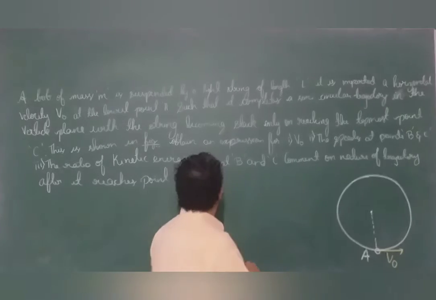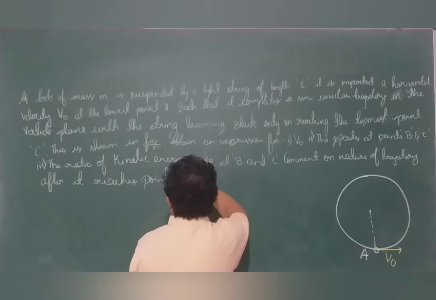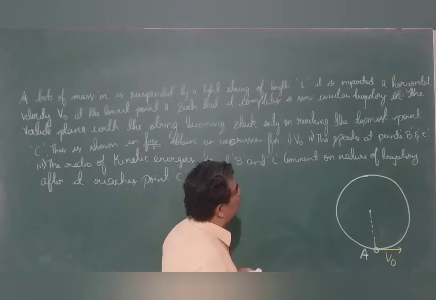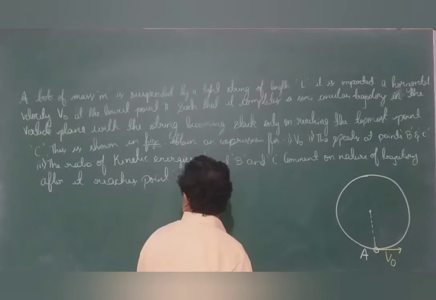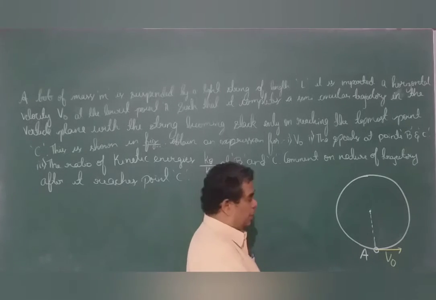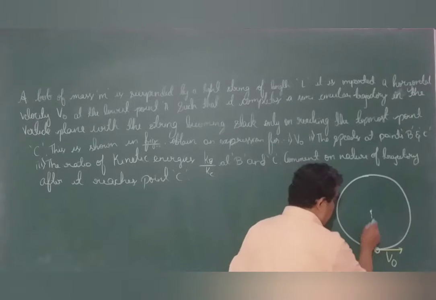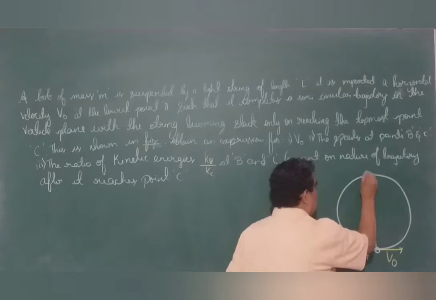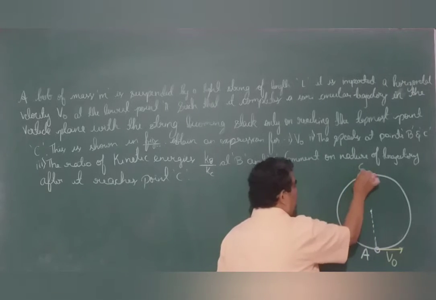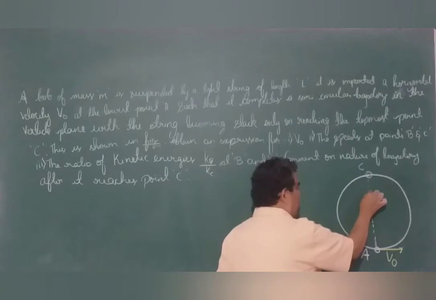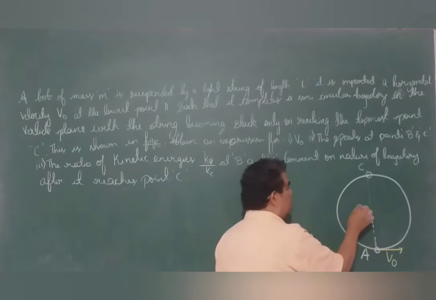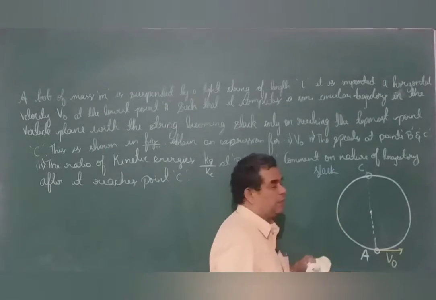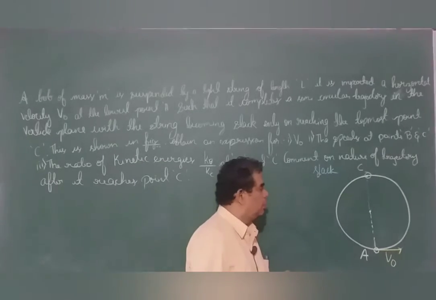Now, we read next. Vertical plane with string becoming slack only on reaching the topmost point C. What do you mean by that? Say, as it is suspended, it starts moving on this circle. Once it reaches the topmost point C, the string becomes slack. This is a very important idea. Slack, that word is very important in solving the problem. That we think of later on.